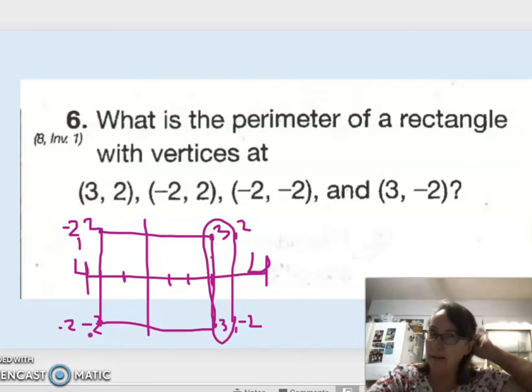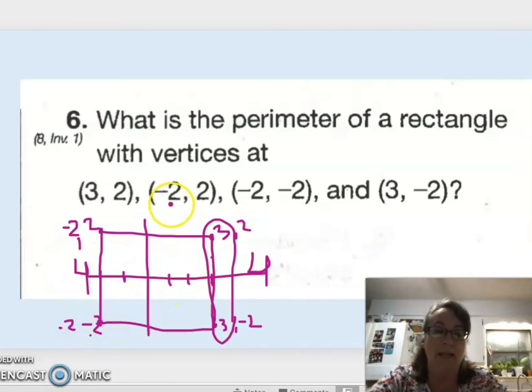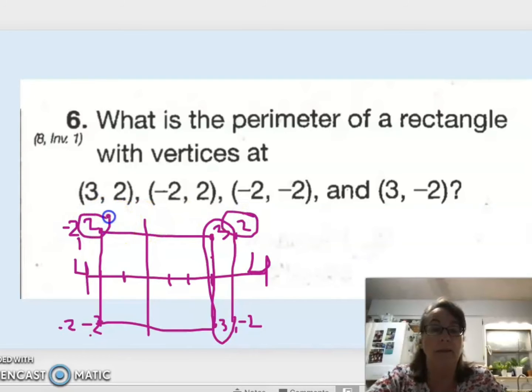Okay, rectangles have parallel sides, don't they? And the side lengths are the same on opposite sides. And then over here, notice that we have a 2 and a 2 are the same. So all we have to do is say, how far is it from negative 2 to 3? Well, that's 5 steps. And also negative 2 to 3 down here is 5 steps. I circled the wrong one. It was that negative 2. So now we have 5 plus 4 plus 5 plus 4, which is 9 plus 9, which is 18 units.